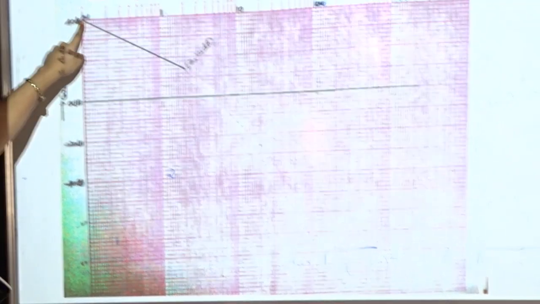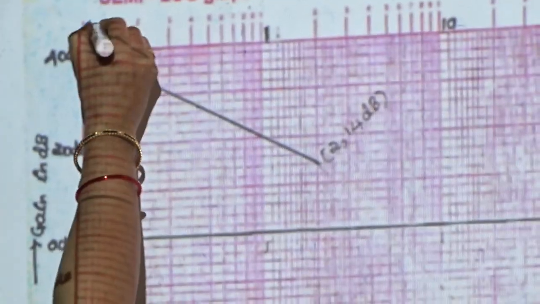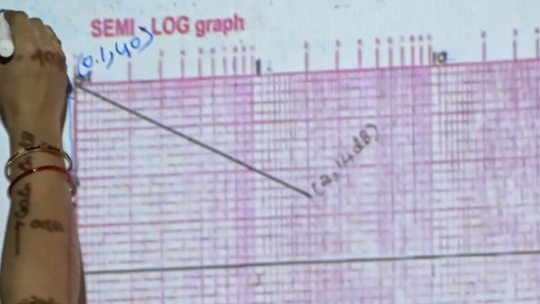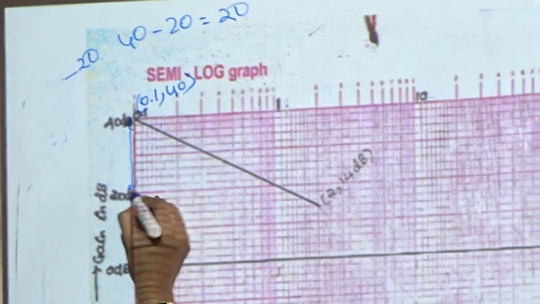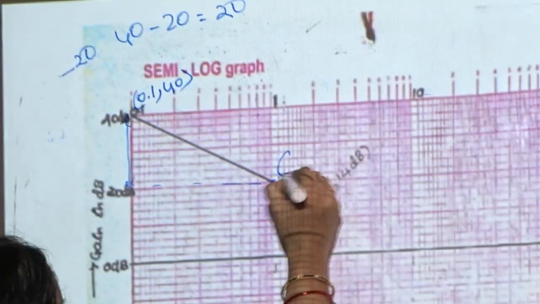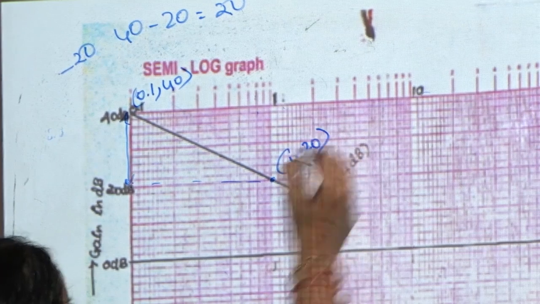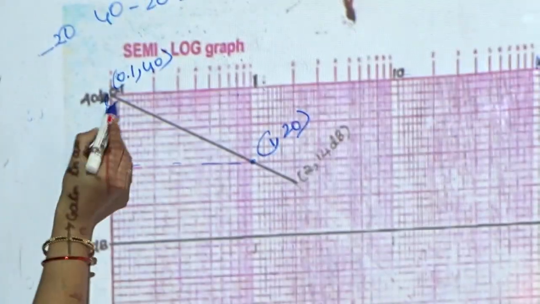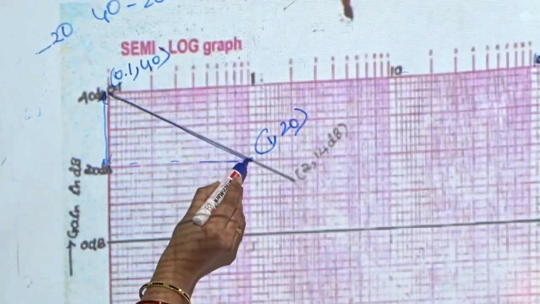Then you will have to come down by how much? What is the coordinate of this? This is 0.1, 40 dB. The difference should be, if it is minus 20, 40 minus 20 means what? 20. So this point should be, this is the coordinate you have, that is 1, 20. You draw the line like this, but can I stop here?